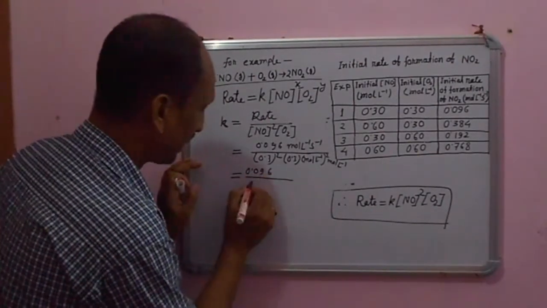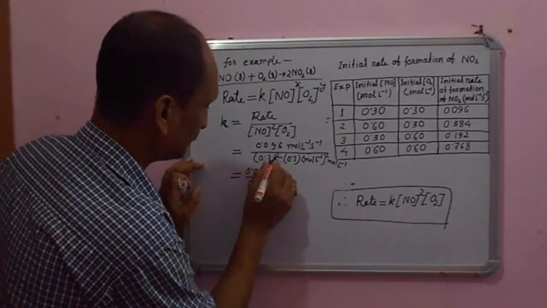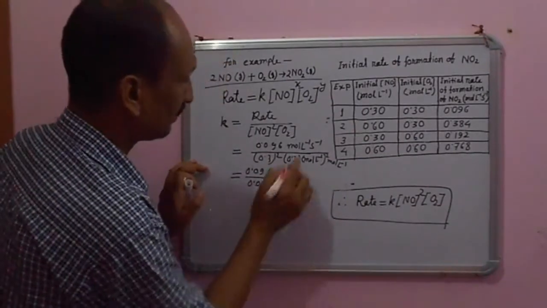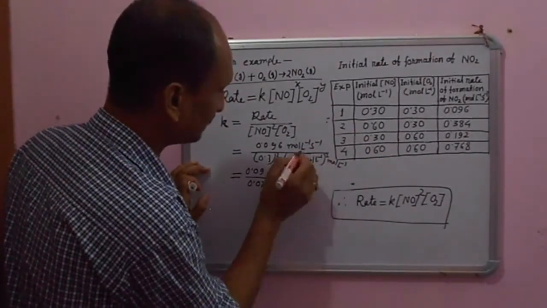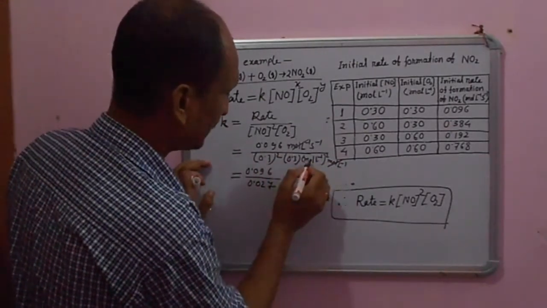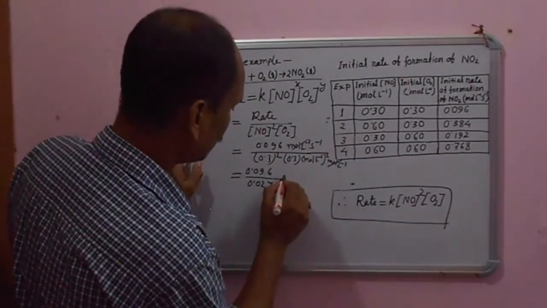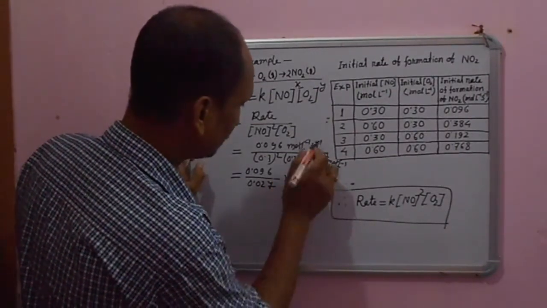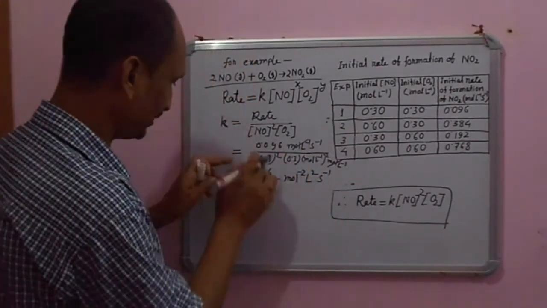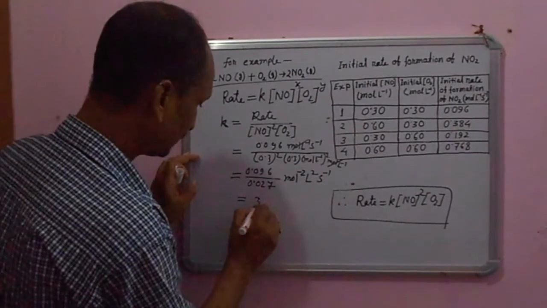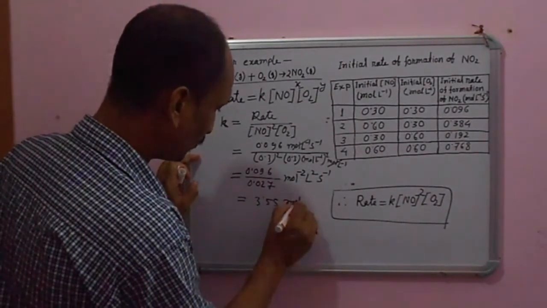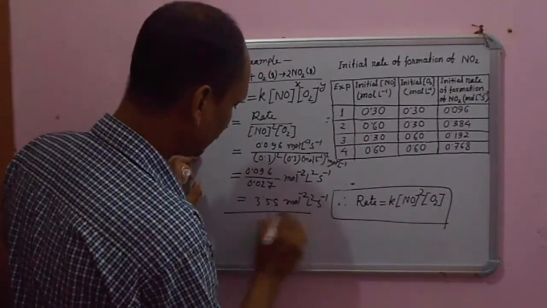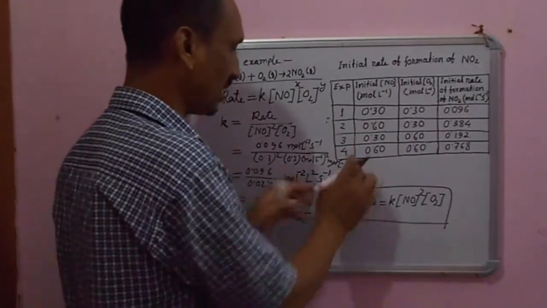So here this will be 0.096 divided by 0.027, and the mole per liter inverse cancels out. So here this will go up, that means mole to the power -2 liter squared second inverse. This will be the unit, and if you divide this, then it is coming out 3.55 mole to the power -2 liter squared second inverse. So this way easily you can find out the rate constant once we know the rate law.